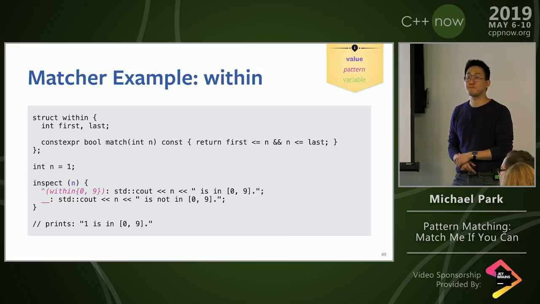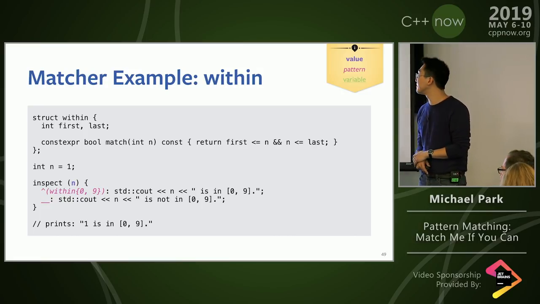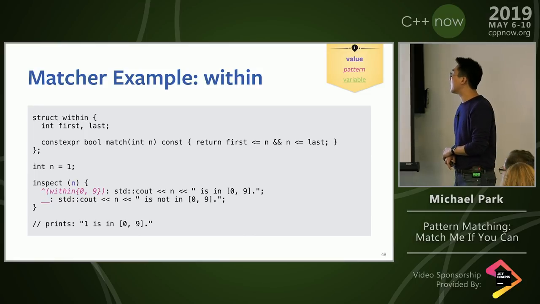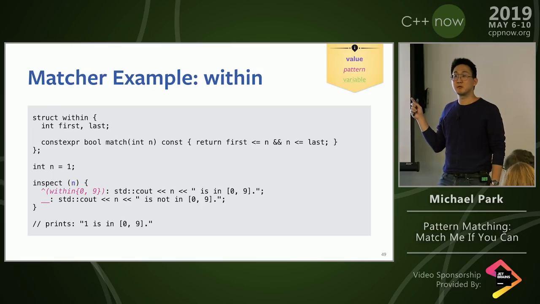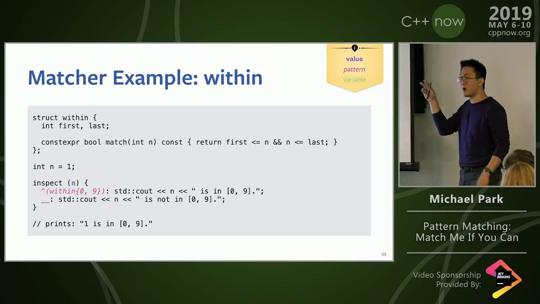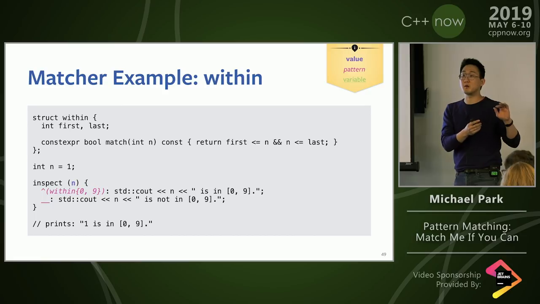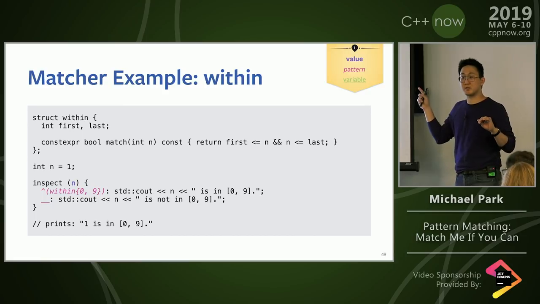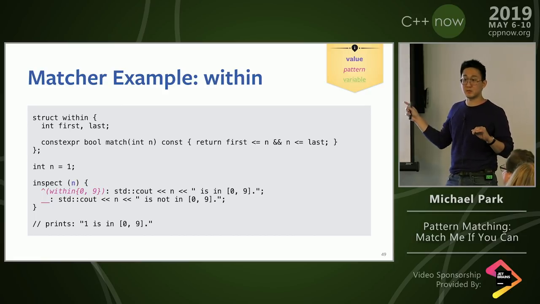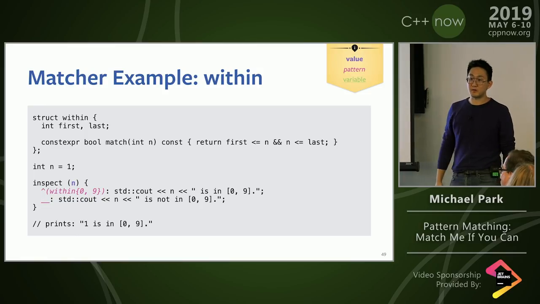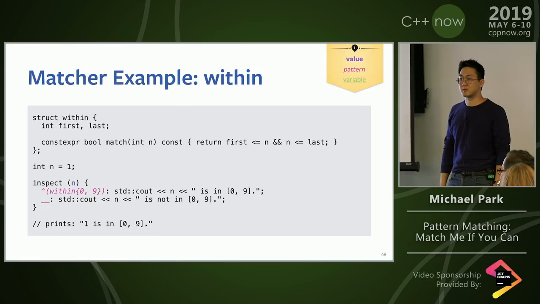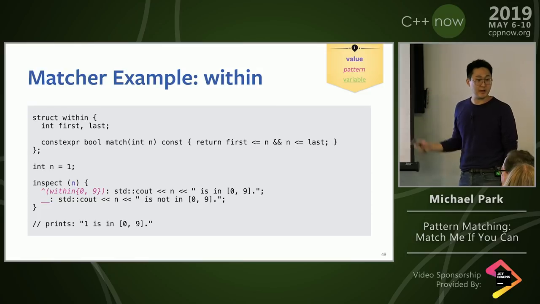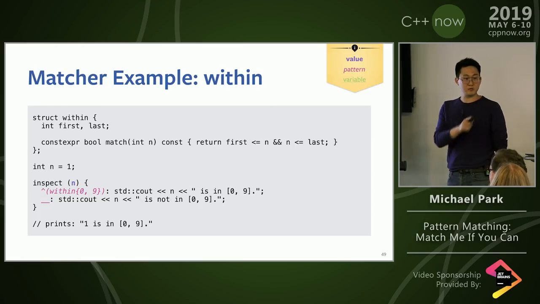Why not use a functional object instead of such a struct? You mean the question is why use match as opposed to operator parens? There are other customization points, and so it's not clear to me that match is special enough for it to be operator parens. We'll get into the other customization points after. They're called extract and try extract. By customization points, I mean other functions that you can add to this class.